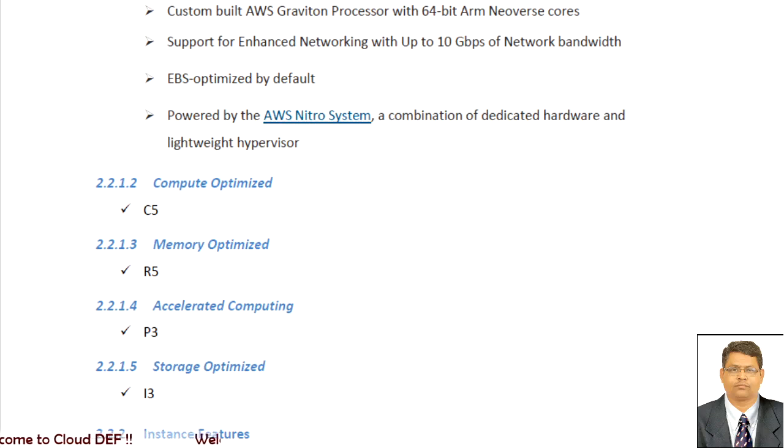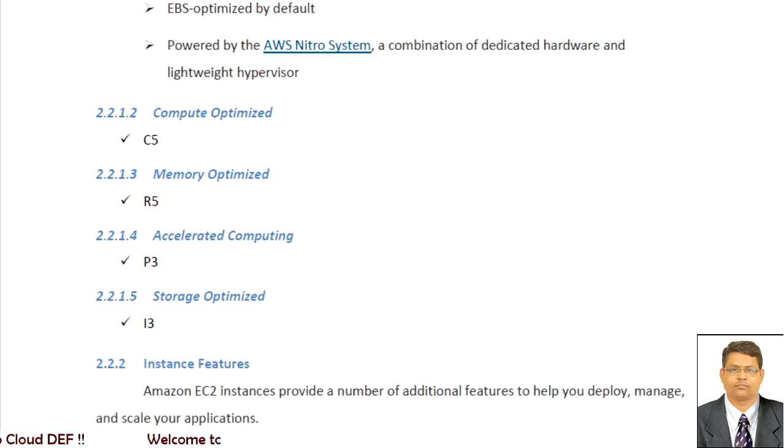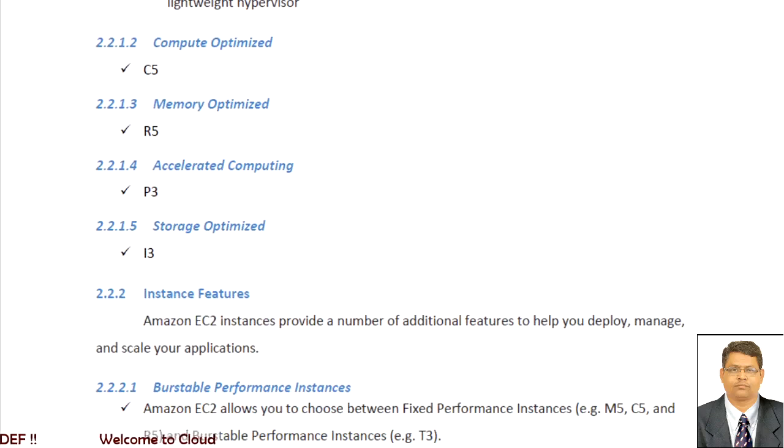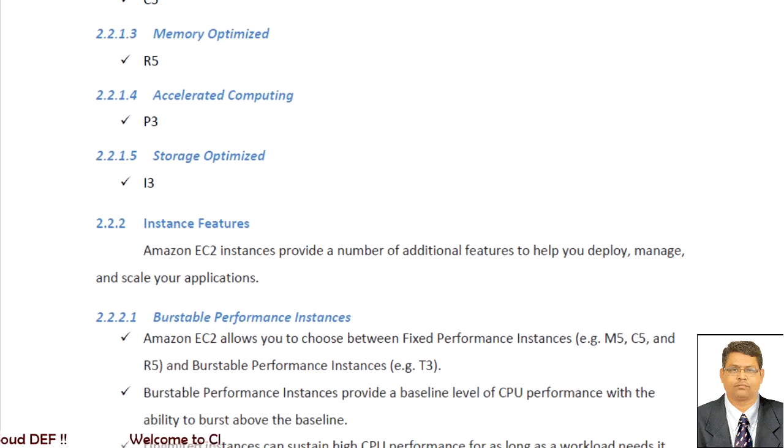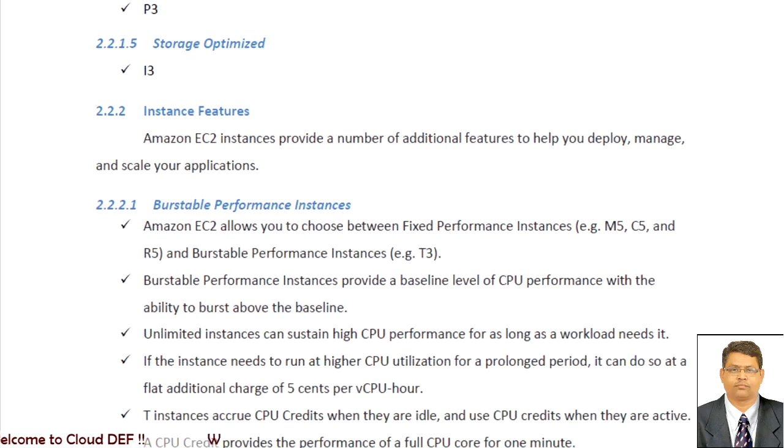2.2.1.2 Compute optimized: C5. 2.2.1.3 Memory optimized: R5. 2.2.1.4 Accelerated computing: P3. 2.2.1.5 Storage optimized: I3. 2.2.2 Instance features. Amazon EC2 instances provide a number of additional features to help you deploy, manage, and scale your applications.